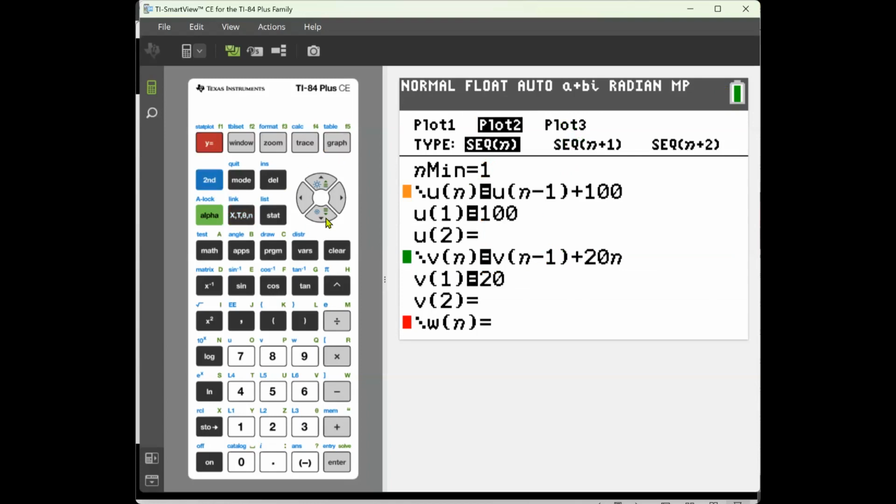Now let's look at the third one. And this one's much easier because our third sequence was basically just how much trash there was minus how much was picked up. So this is equal to U sub n minus V sub n.